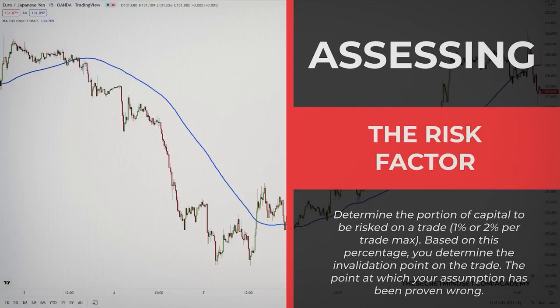Assessing the risk factor is easy. You basically determine the portion of capital to be risked on each trade. A fixed percentage of your capital, for example 1 or 2% per trade, is decent. Based on this percentage, you determine the invalidation point of the trade, the point at which your assumption has been proven wrong. This is the location to place your stop-loss order.